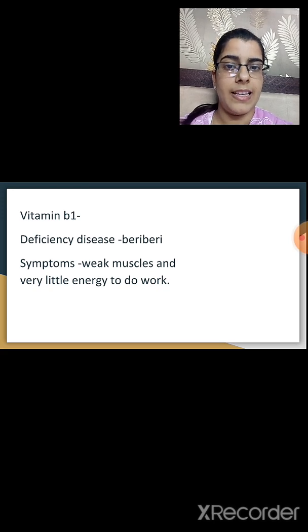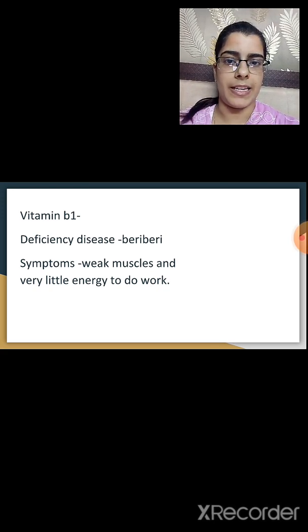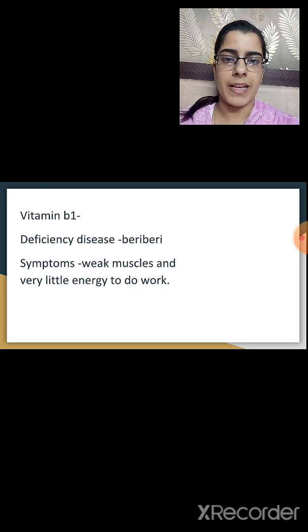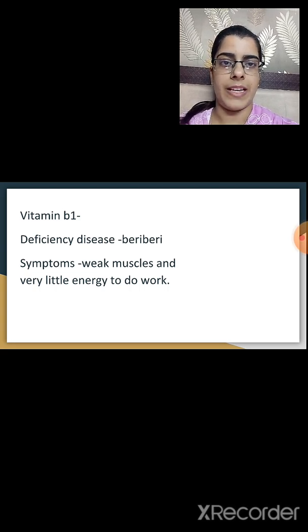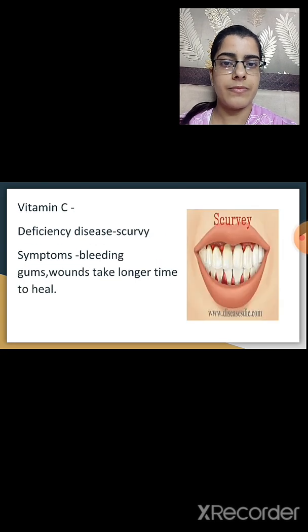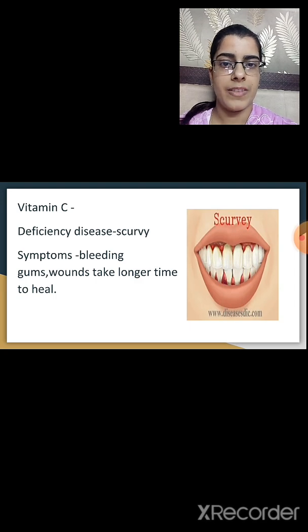Vitamin B1. The deficiency disease that is caused by vitamin B1 is beriberi. What are the symptoms of beriberi? Weak muscles and very little energy to do work. There will be no energy to do work and the muscles will be very weak. Deficiency of vitamin C will lead to the disease known as scurvy. The symptoms of scurvy are bleeding gums and wounds will take a longer time to heal.